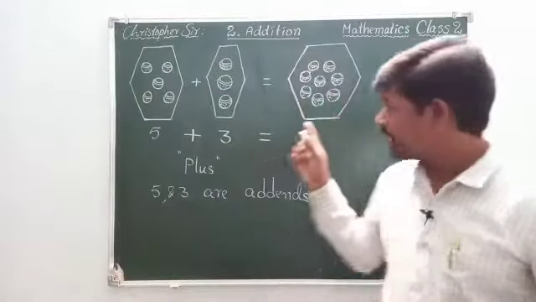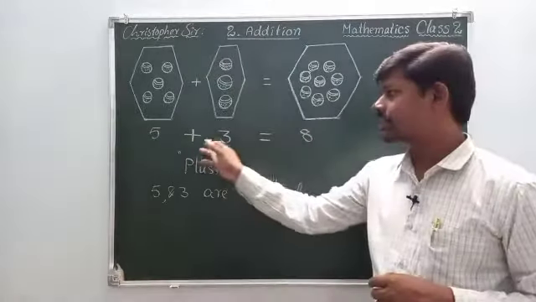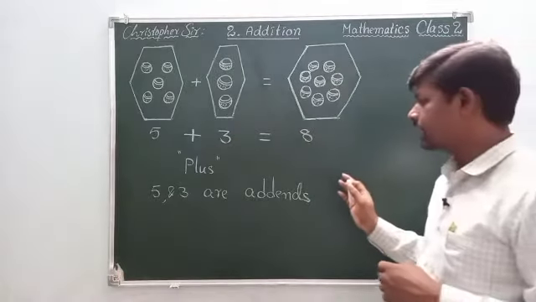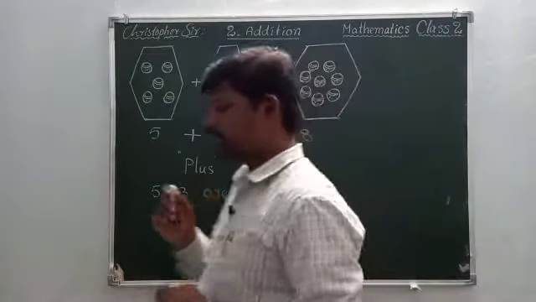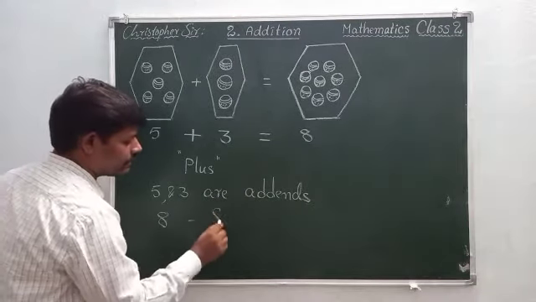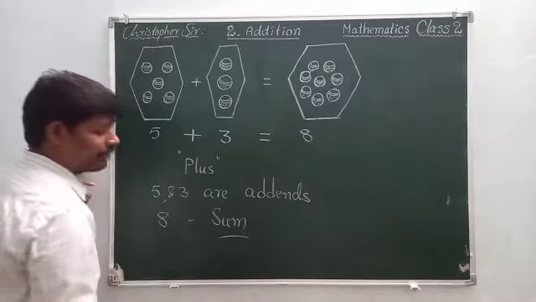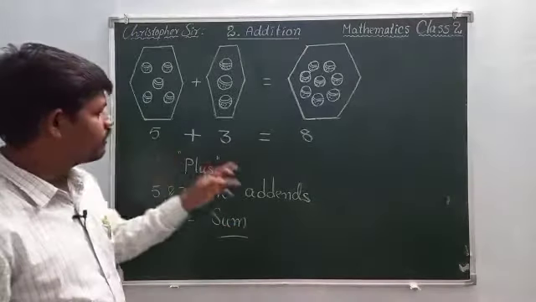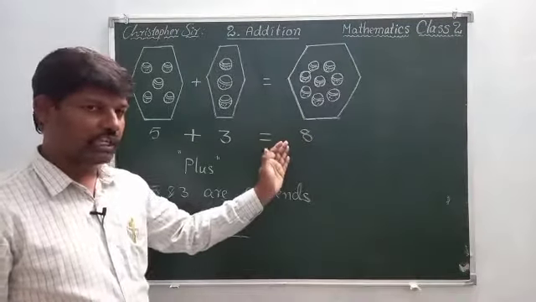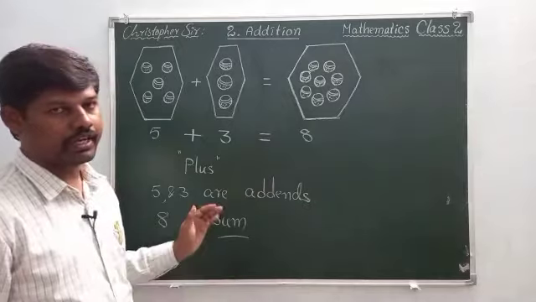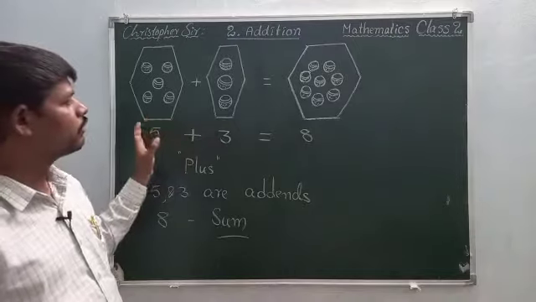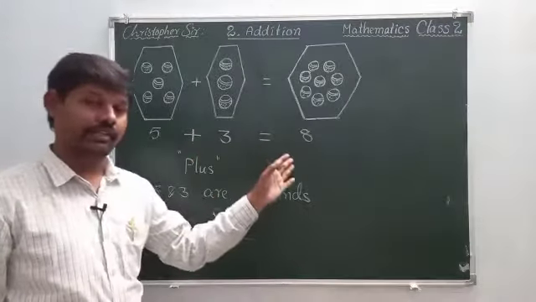Then what is 8? 5 plus 3 is equal to 8. So mathematically we call this the sum. We write the result, 8, is the sum. We have to read it, S-U-M, sum. 5 is an addend, 3 is also an addend. The result that we get in total is the sum. Do you understand this? So we have two addends, and when you add two numbers, you will get the sum.